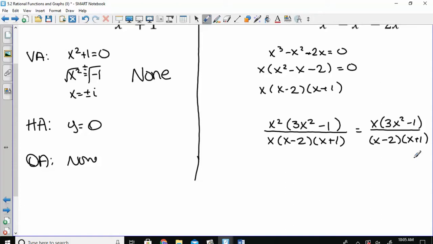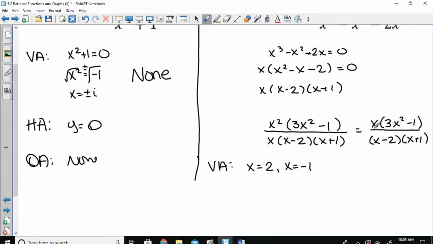What happens when something cancels out? It creates what's called a hole in the graph, which is like an open circle. So we'll look more at those tomorrow. But if it's going to cancel, it doesn't put an asymptote on our graph. So that's why we need to go ahead and reduce here. So my vertical asymptotes, what makes the bottom 0? x equals 2, x equals -1.